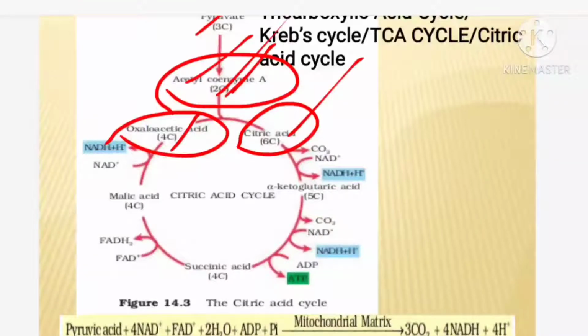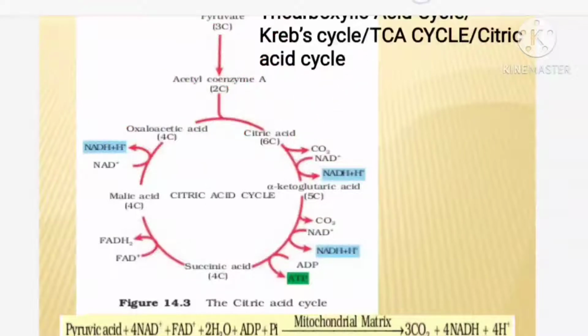This citric acid is next converted into alpha ketoglutarate acid. So, what is the next product formed? The citric acid is converted into alpha ketoglutarate acid. Now, this is a 5 carbon compound, because when citric acid is converted into alpha ketoglutarate acid, carbon dioxide is released. So, carbon dioxide is released, 1 carbon is gone, the remaining carbon will be how many? 6, so it is forming a, it's 5.